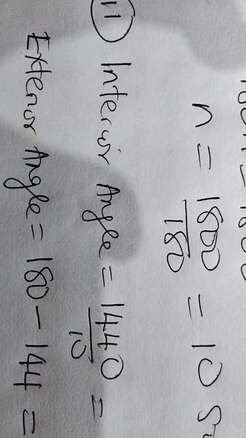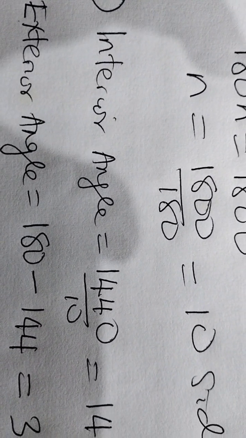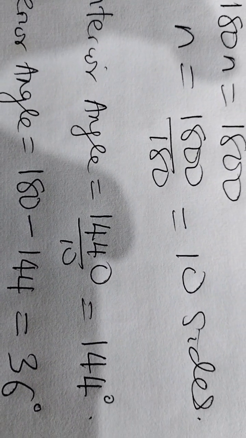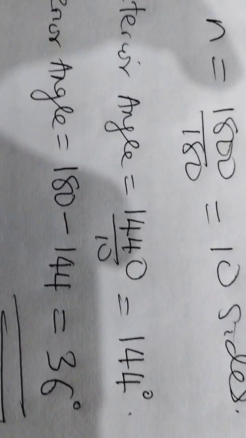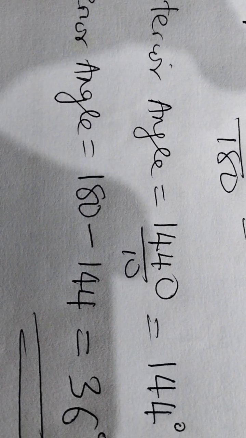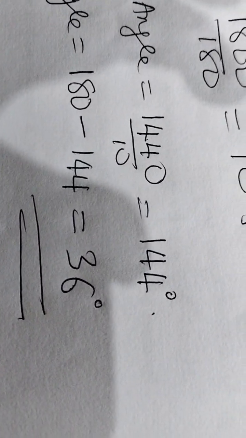II says we should find the exterior angle. First of all, find the interior angle. Each interior angle becomes 1440 divided by 10, giving us 144 degrees. Then the exterior angle becomes 180 minus the interior angle. That's 180 minus 144, giving us 36 degrees.